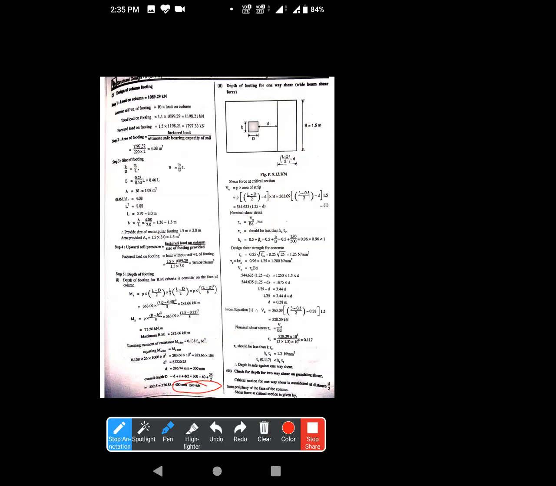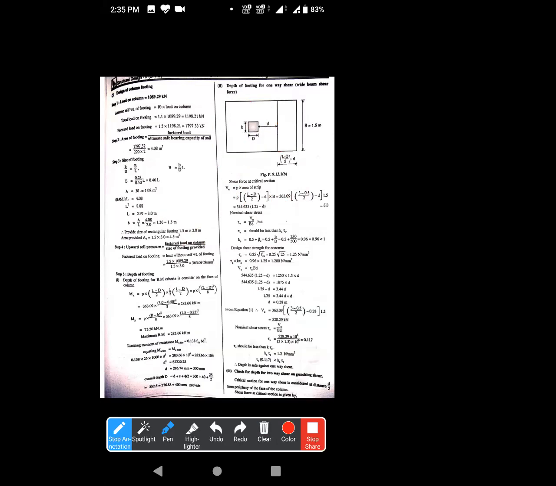Now go for the depth of footing for one-way shear, wide beam shear. In the last lecture I told you about the one-way shear. From the face of the column, you have to go for the effective depth d. This is b, this is d. For the shear force calculation, this is your footing and this is your column. The column size is 230 by 500, and the footing size is 3 by 1.5. This is 1.5 and this is 3 meter.